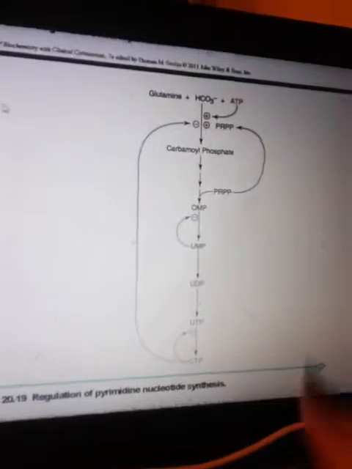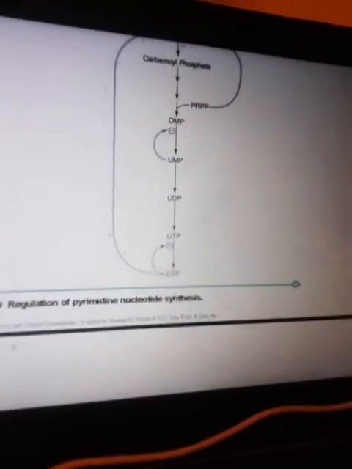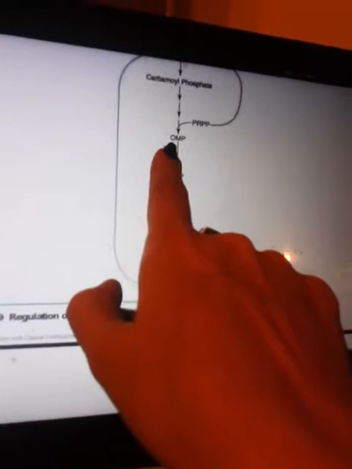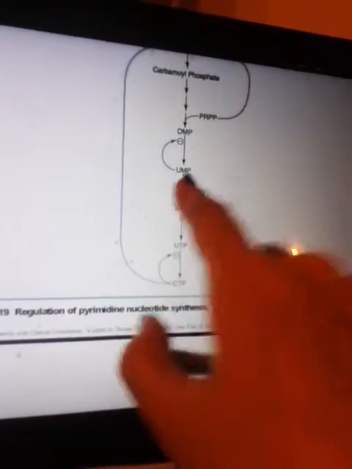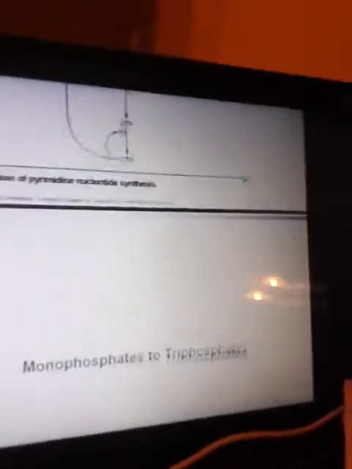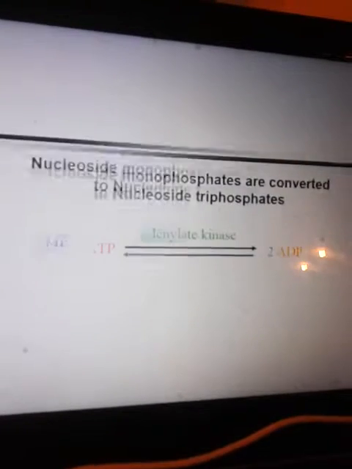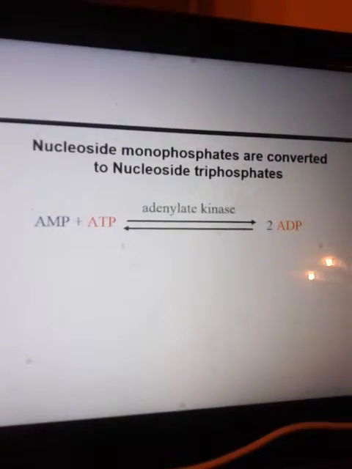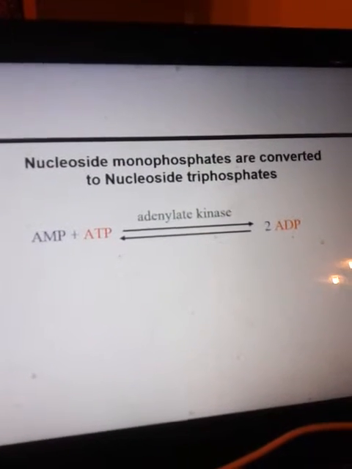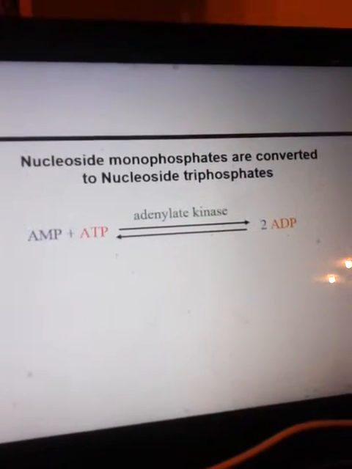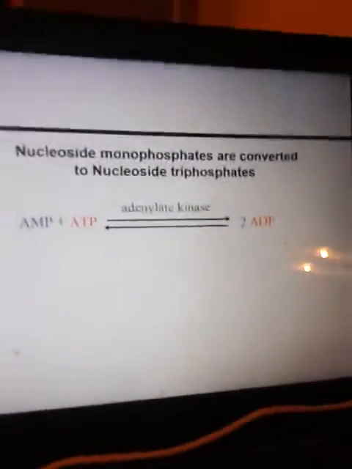It means this enzyme, aspartate transcarbamoylase, has allosteric regulation. UMP also inhibits orotidylate, saying, please don't produce uridyl monophosphate. Now, monophosphate to triphosphates. AMP, adenosine monophosphate, plus adenosine triphosphate, by the enzyme adenylate kinase, produces 2 adenosine diphosphate. Mono and tri produce two D.